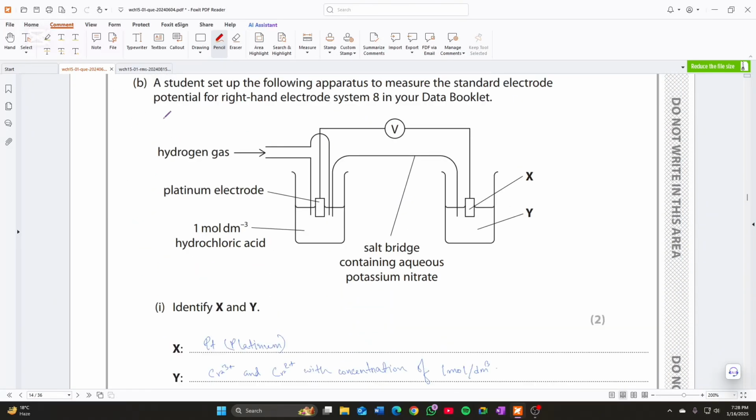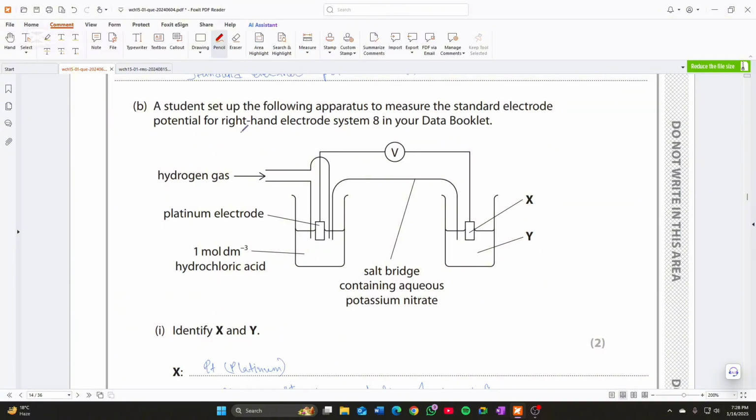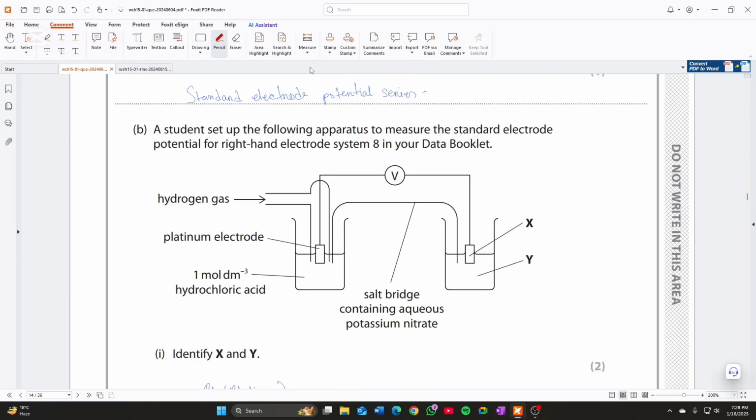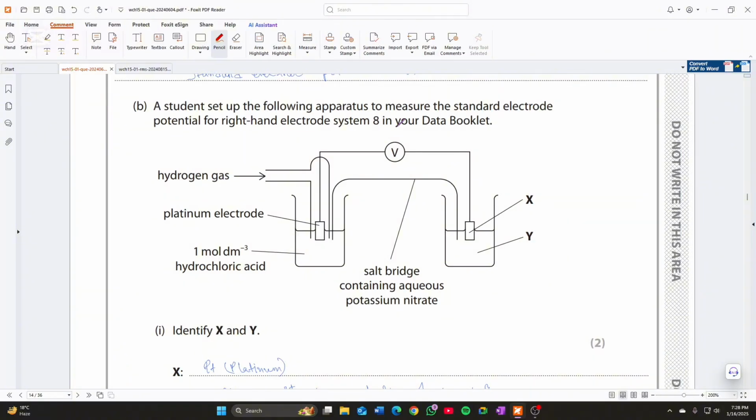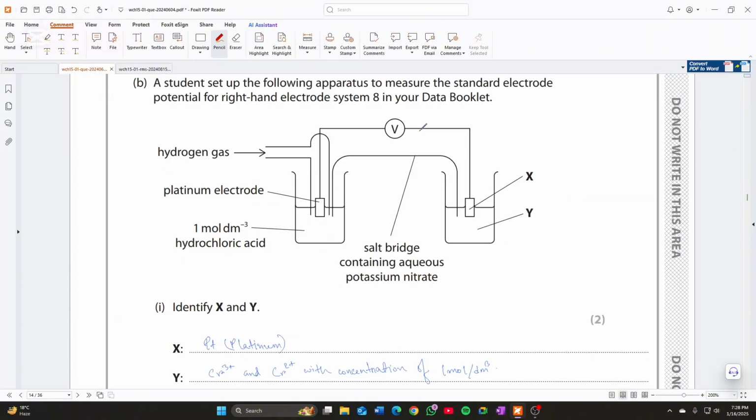Part B says that a student set up the following apparatus to measure the standard electrode potential for right hand electrode system 8. Okay, you go to your data booklet and search in the standard electrode potential series for the number 8, and number 8 is actually chromium, sorry, not cerium, chromium. So chromium 3+ and chromium 2+ is given. So we're asked to identify X and Y, and Y should be a solution of chromium 2+ and chromium 3+. And the electrode must be an inert electrode, like it should not react with any of the reactants, therefore it will be platinum, or you can use graphite, but platinum is the safest, so just use platinum.